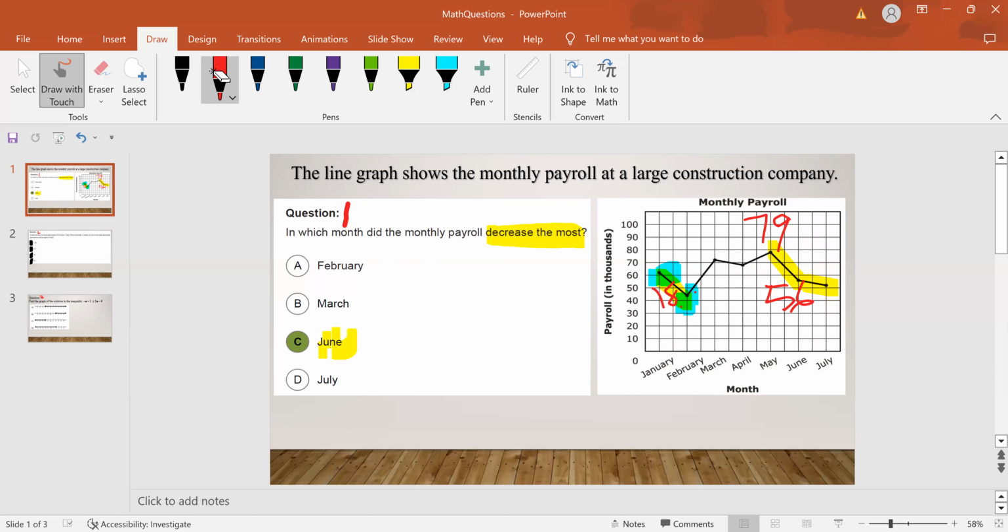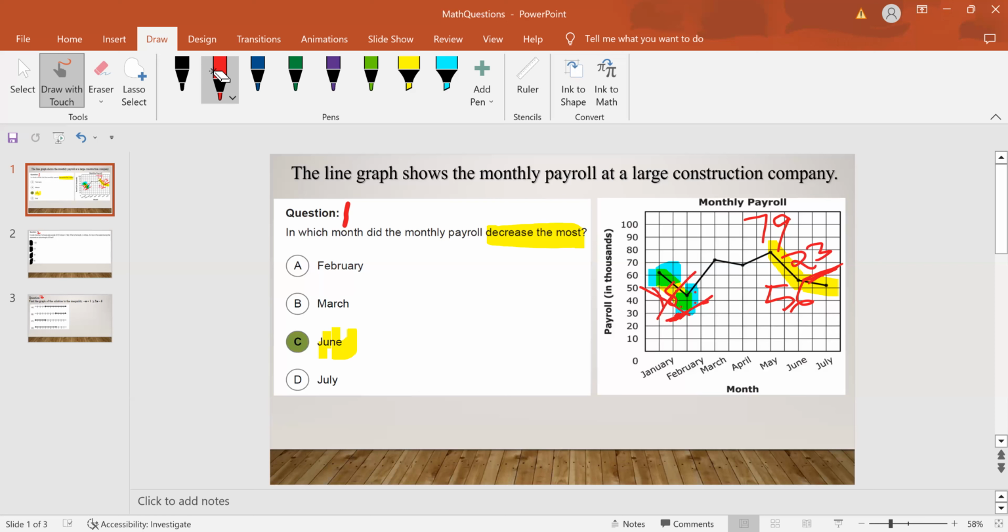So what is going to be the difference there? What is 79 minus 56? It's going to be 23. Okay, 23. So we have it here, 23. So it seems like again, June is going to be the best choice, because for February we found 18, and now from May to June, the payroll dropped by 23 million. So if you compare 23 and 18, 23 is the larger value. So 18 cannot be the choice any more.